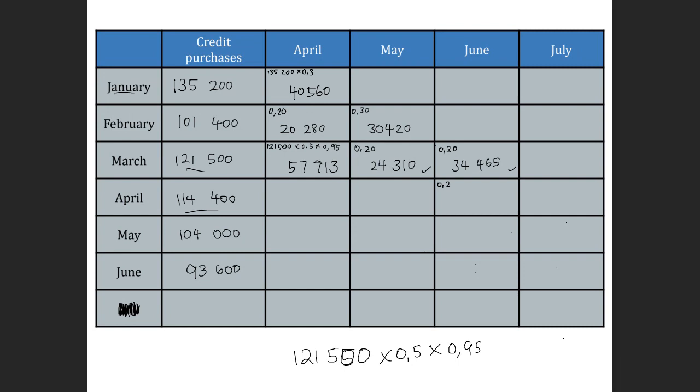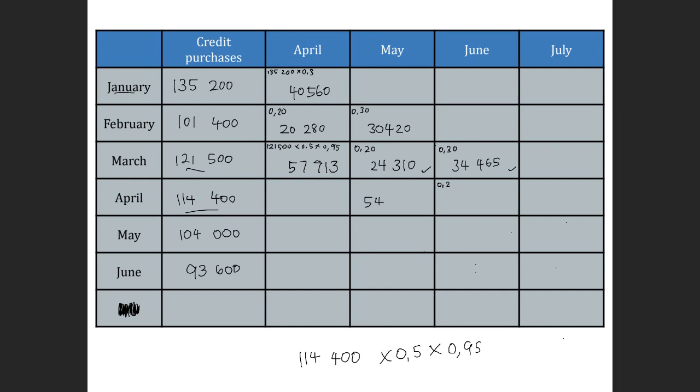Okay, so same calculation for, so I'm going to leave this at the bottom. Same calculation for the month of April. So that's 114,400. And that's multiplied by the 50% and then times the 95. So this would be 54.